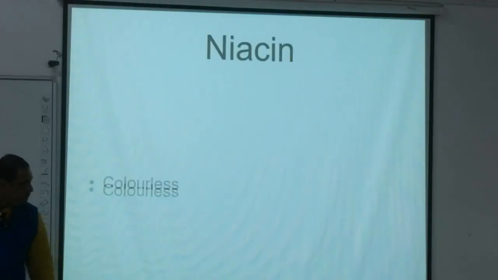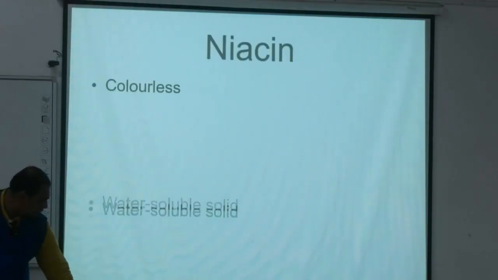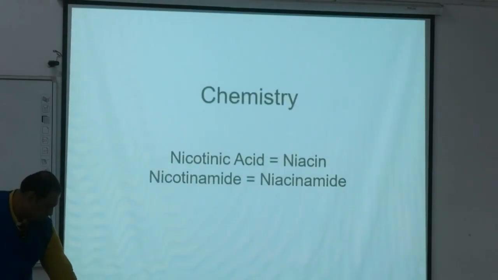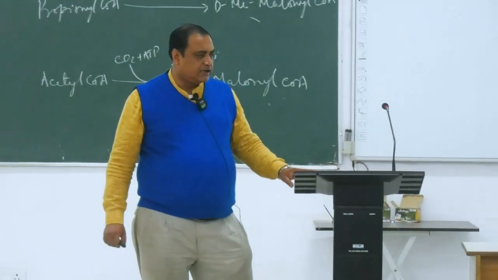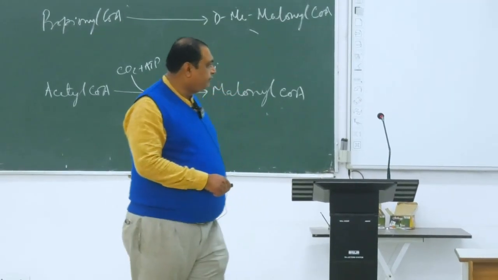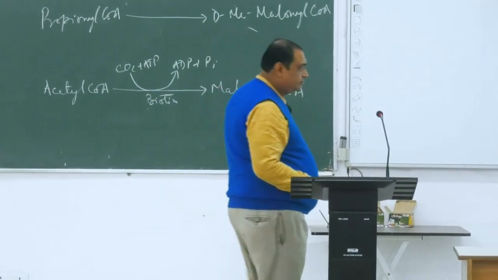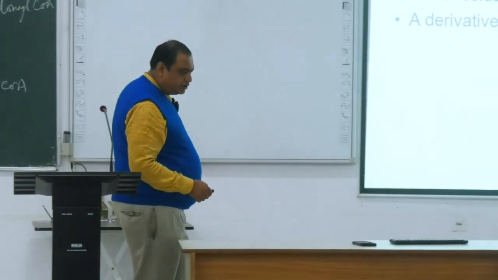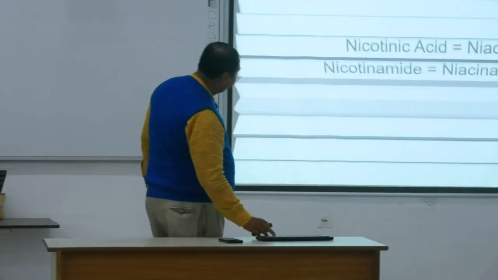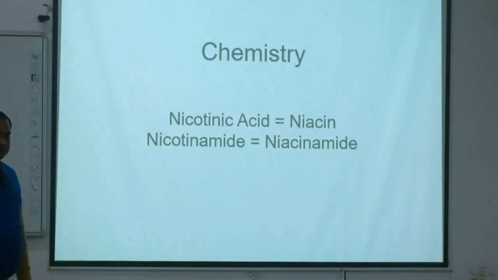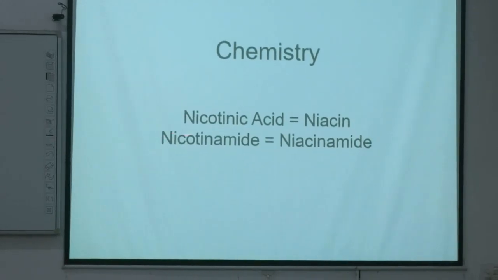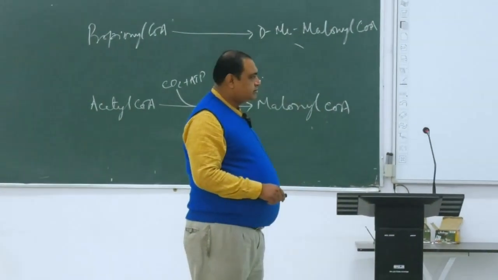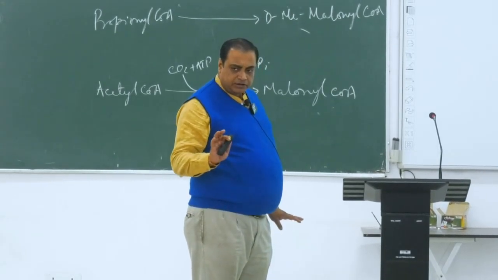Next, niacin. Niacin is colorless, water soluble, and a derivative of pyridine. Now what is pyridine? Let us see the chemistry. It is found in two forms. Nicotinic acid, which is called niacin. Know the names, that's all.